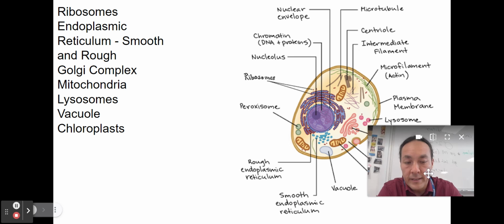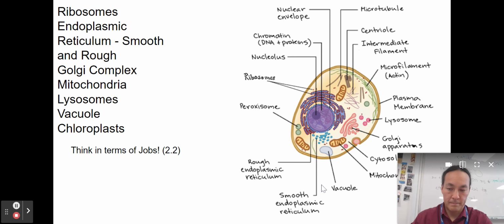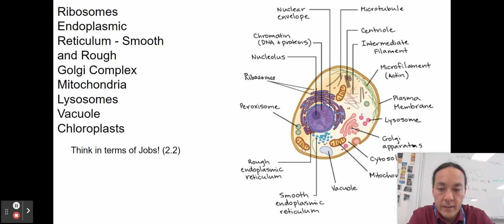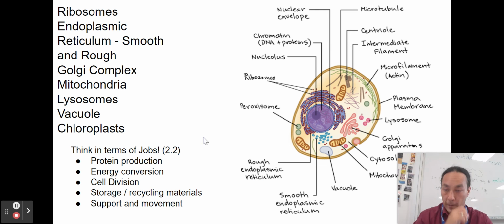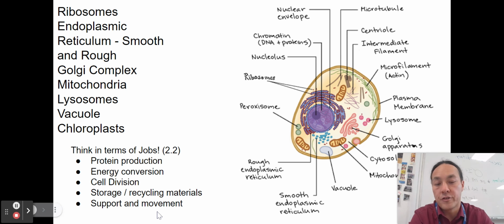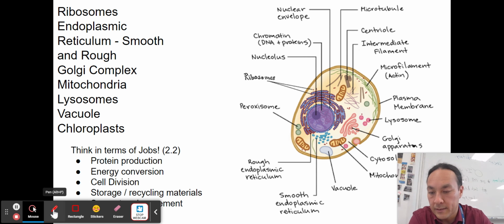When we go through them, I want you to think about this in terms of jobs. And I got this from the great late Miss Foglia: protein production, energy conversion, cellular division, storage and recycling of materials, and support and movement. All these are going to contribute to at least one, if not more, of these jobs that a cell must do to be alive. So let's jump in and learn about the different parts of the cell.